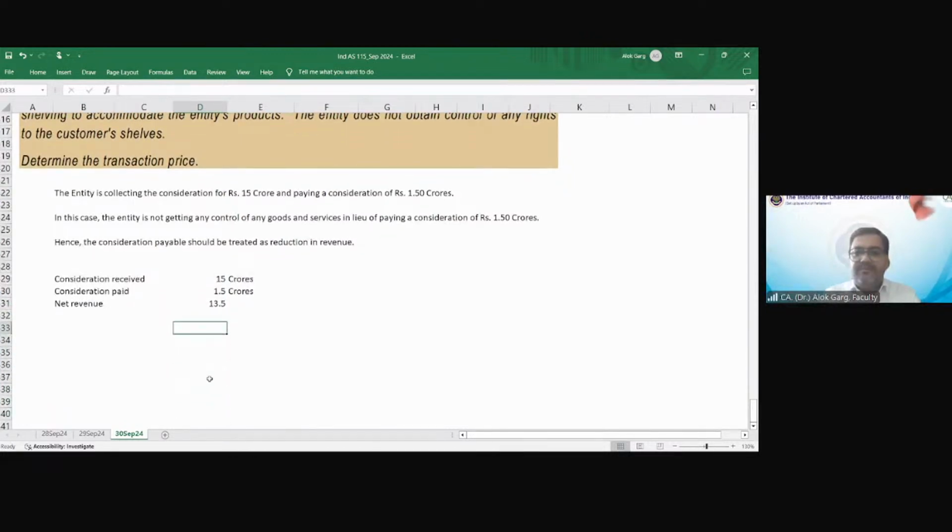What should be the accounting entries? Bank account debit 15 crores to bank account credit, if the payment and receipt is at a different point in time. For example, bank account credit 1.5 crore to revenue, or it could be net also to revenue.